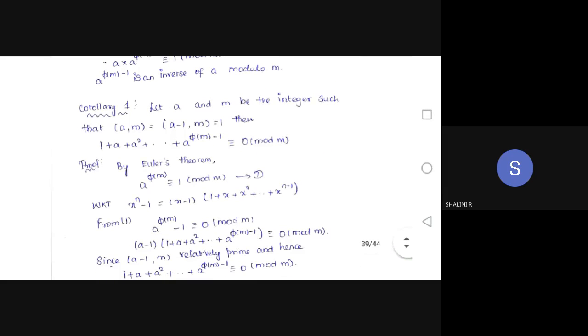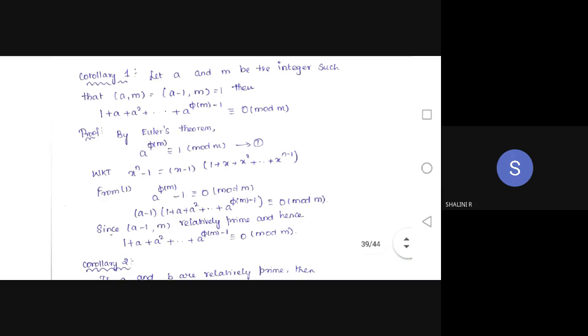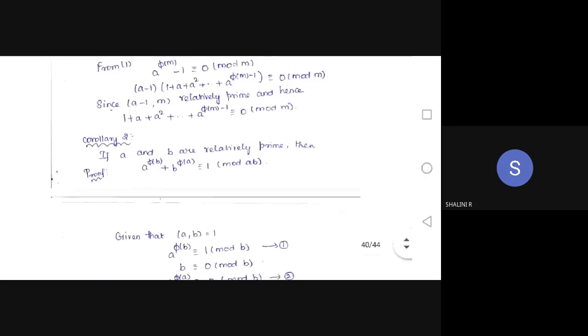Let a and m be positive integers such that a and m are relatively prime, and also a minus 1 is relatively prime to m. Then we can write 1 plus a plus a square up to a to the power phi of m minus 1 is congruent to 0 mod m. Then one more corollary: if a and b are relatively prime, then a to the power phi of b plus b to the power phi of a is congruent to 1 under mod ab.